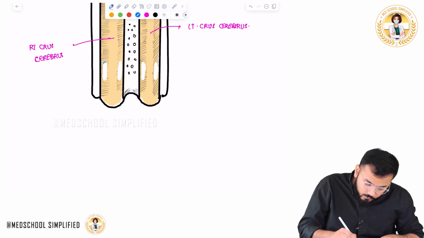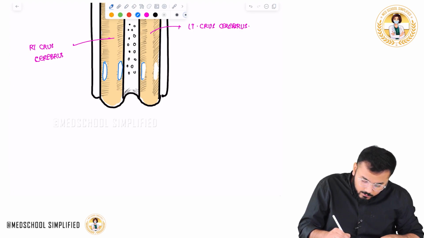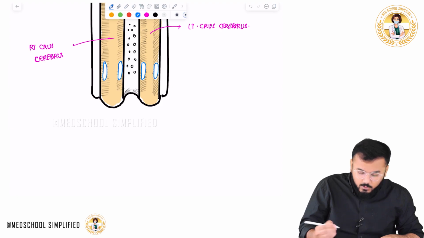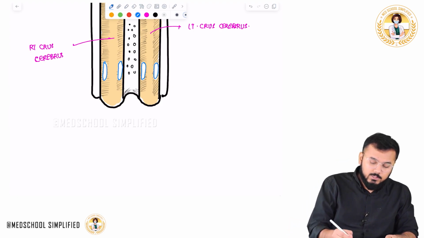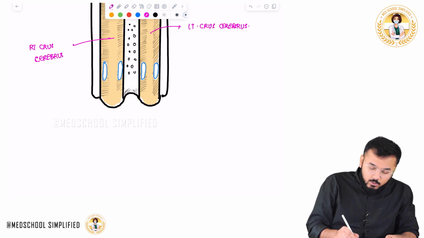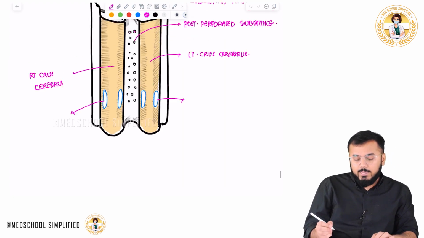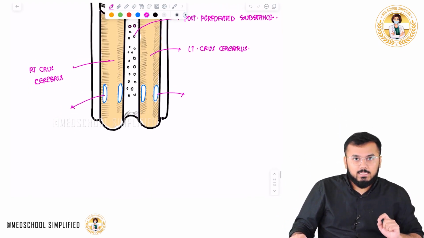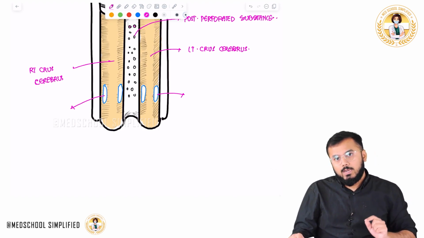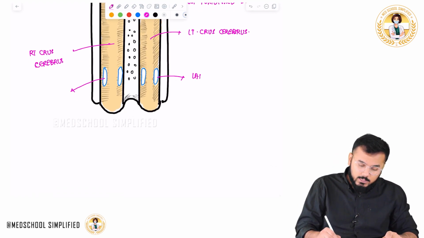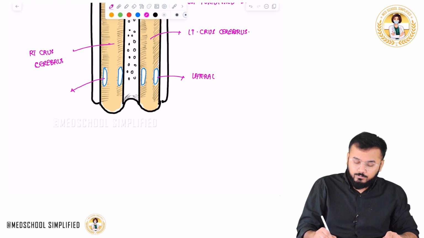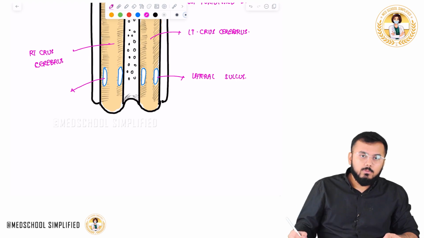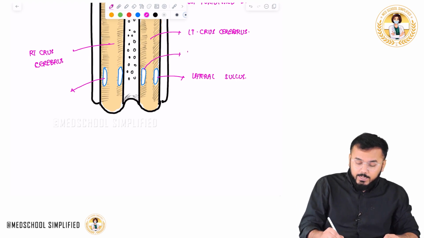So what are these two structures which you can see on either side of the crus cerebri? See this structure over here and this structure over here, are they located laterally or medially? They both are located laterally. So this is called a sulcus. The sulcus which is located laterally is called the lateral sulcus, and the sulcus which is located medially is called the medial sulcus.